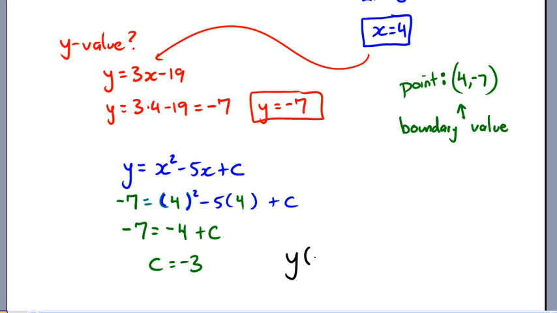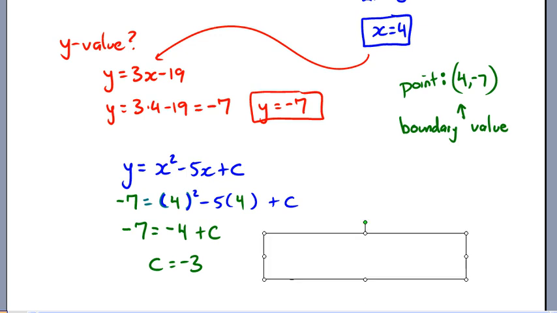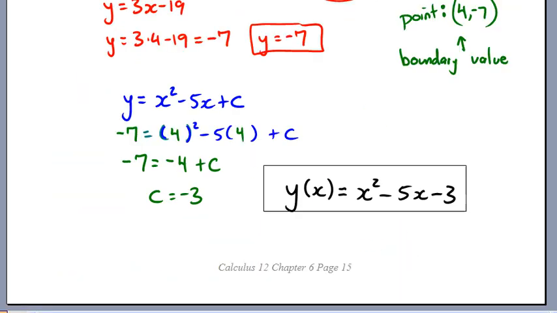Here's my answer. My solution to their equation is a whole other equation: y is equal to x squared minus 5x minus 3. That one's done. It took a little work to get that -3, but we managed to get it.